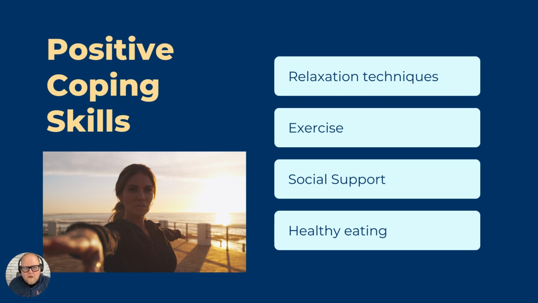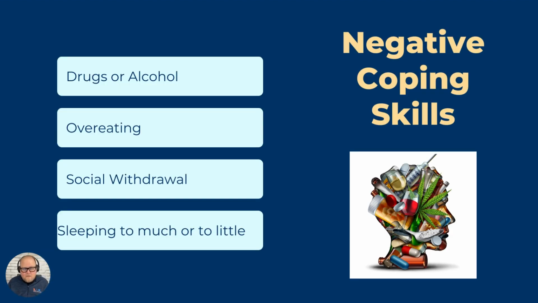What are going to be some good, healthy coping skills? Because on the other side of that, talking about the negative ones, they're all pretty obvious. Drugs and alcohol, overeating, social withdrawal, sleeping too much or too little. These are not good. And like the sleeping one in particular, there is a fine line. Yeah, your body needs rest, and that's a great thing. We want to allow your body to rest, but too much is going to be a bad thing. So we don't want to do that.